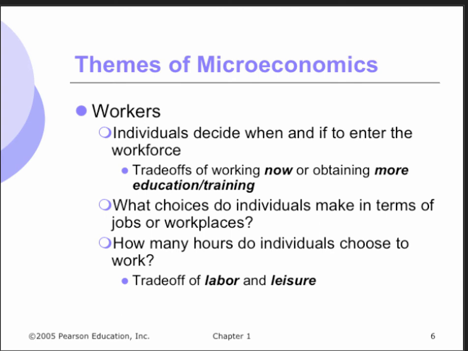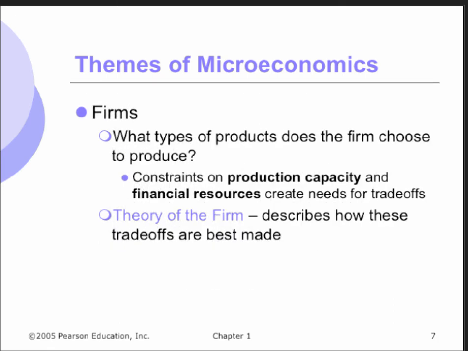Workers are individuals who work, and they face decisions that they must make also. They must face the decision of when and if to enter the workforce. And implicit in that is a trade-off of the benefit of working now and earning money, or obtaining more education and training, and therefore being able to make more money later on. So individuals have a number of choices to make in terms of the jobs that they may choose, if they do choose to work, and the workplaces that they'll work in. And they also face the decision of how many hours they may want to work, and this incorporates a trade-off between labor and leisure.